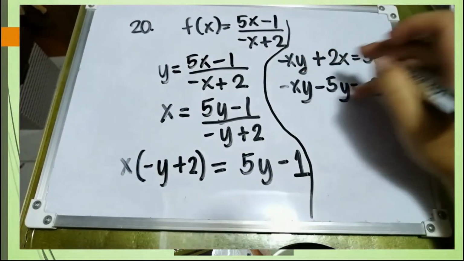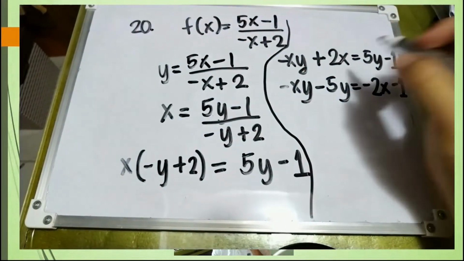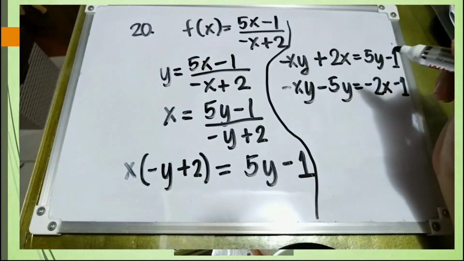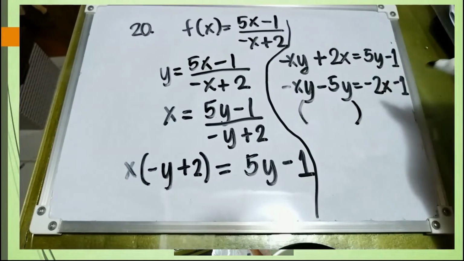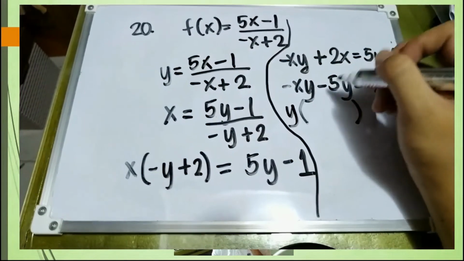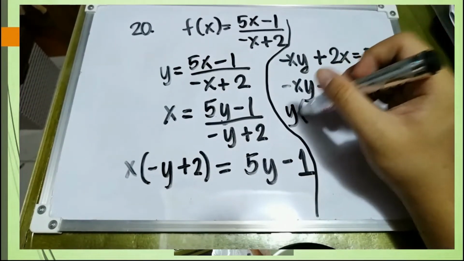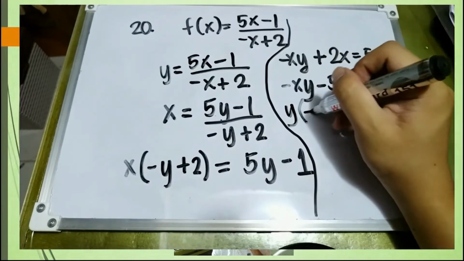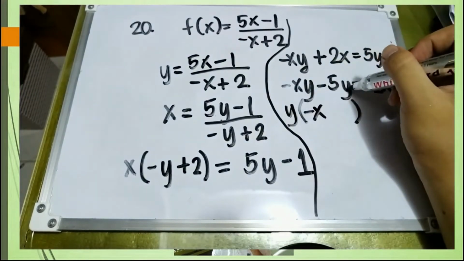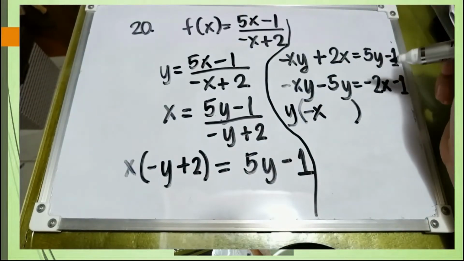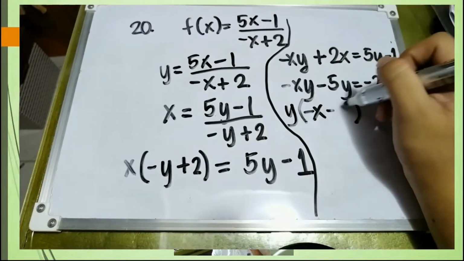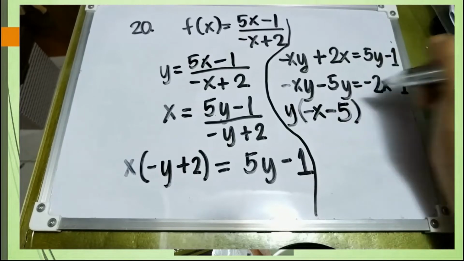Then this one, we're going to factor y. So y multiplied by negative x, and negative 5y, divided by y rather, is negative 5.